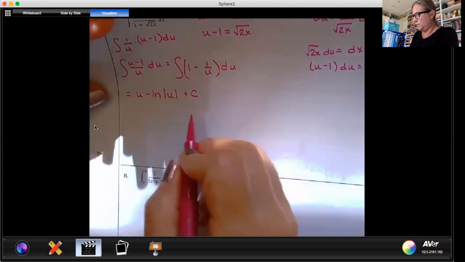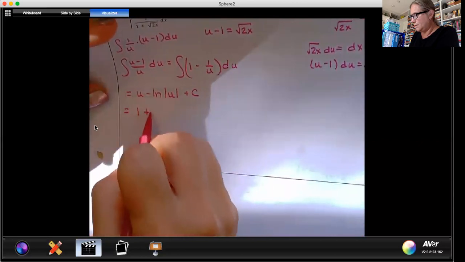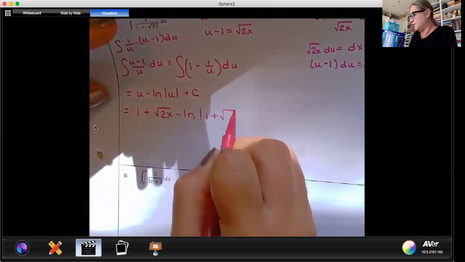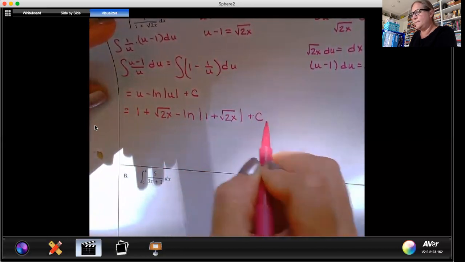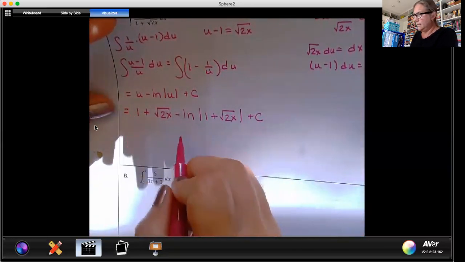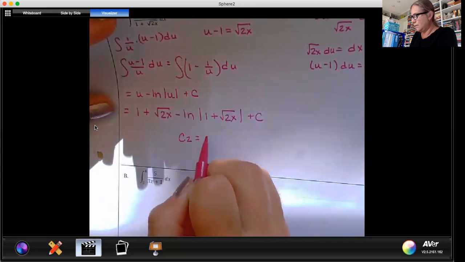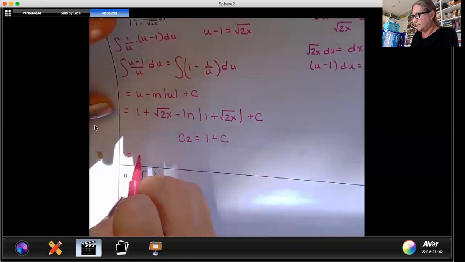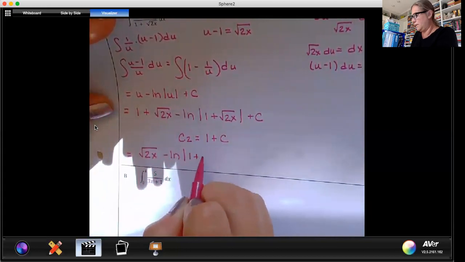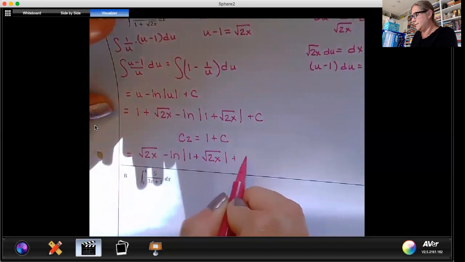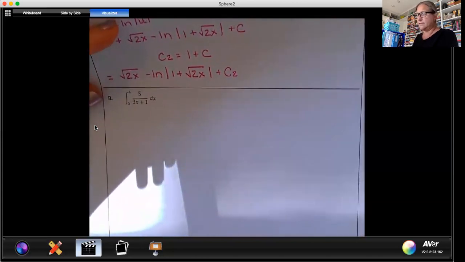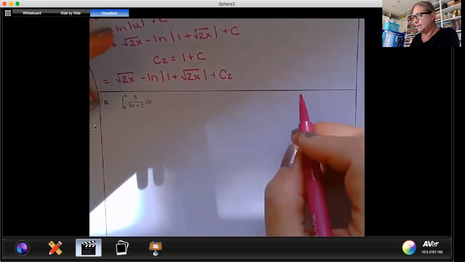It is indefinite, so you will be subbing back in. u is 1 plus the square root of 2x minus ln absolute value of 1 plus square root of 2x plus c. Now, there is a way to rewrite this so that you don't have c and 1. If we declare c sub 2 equals 1 plus c, then our answer is the square root of 2x minus ln absolute value of 1 plus square root of 2x plus c sub 2. And you're going to see those c sub 1s and c sub 2s coming in chapter 7. So going ahead and getting ready for that is not a bad idea.